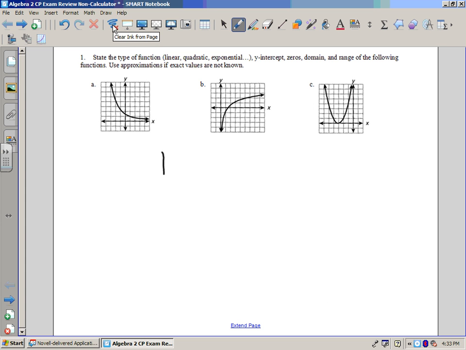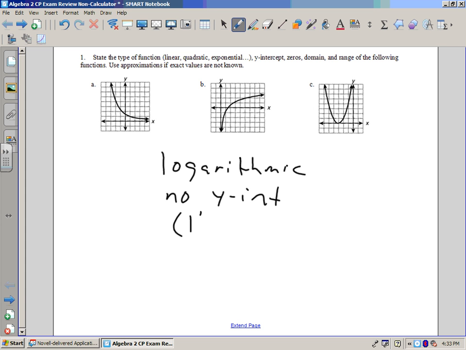B is a logarithmic function. It has no y-intercept. It looks like it has a zero at (1.5, 0), though I don't know exactly. The domain is all positive numbers. I can write that as x is greater than 0. I can also write that as 0 to infinity. The range is all reals.